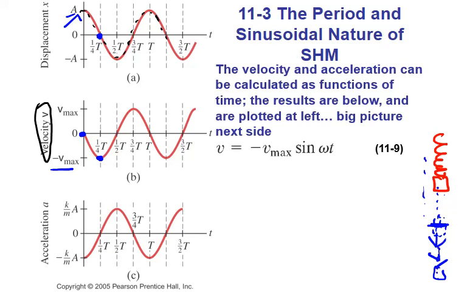Now, as it gets all the way to the bottom, which is this location right here, the velocity is zero here. And that's exactly what we see on this graph. And then after that, it's going to start to come back up this way, and as it comes back up, it's going to start to have a positive velocity. Once it's back at equilibrium here, it's going to have a maximum positive velocity. And then again, it comes all the way to the top. And once it's back all the way at the top, velocity is zero again. And then the cycle repeats.